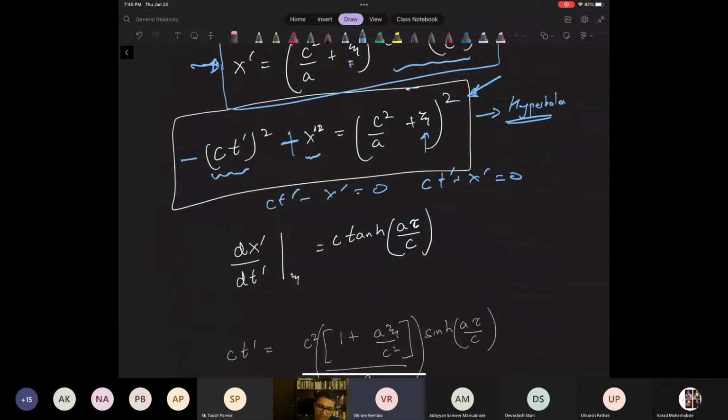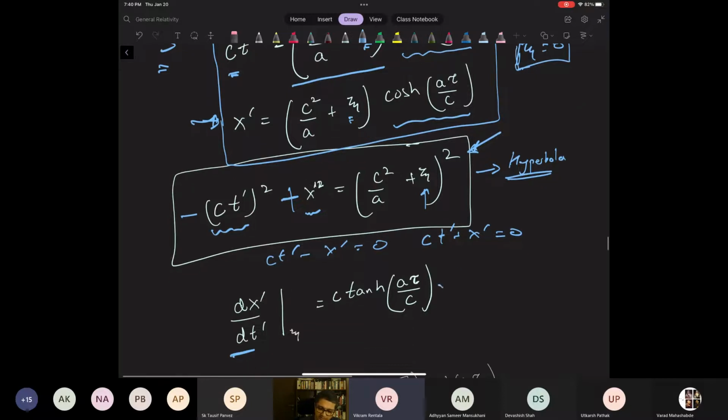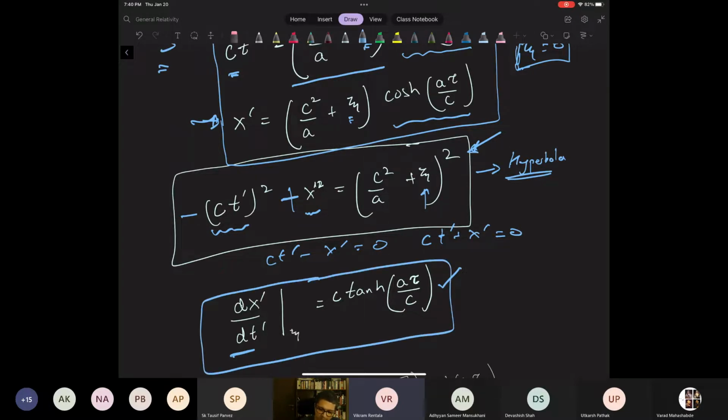So in the frame S prime, their velocity is dx prime by dt prime. Again, dx prime will give you sinh of a tau. I'm keeping xi fixed, so I can just think of it as a one-parameter curve, parameterized by tau. And so the velocity will be exactly the same: it will be c tanh of a tau over c. That's the velocity of any one of these observers.